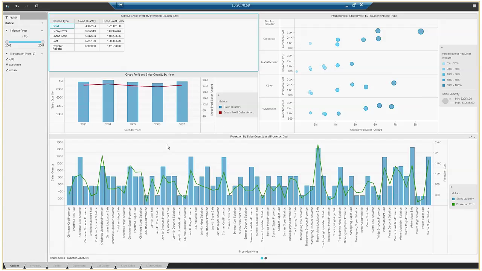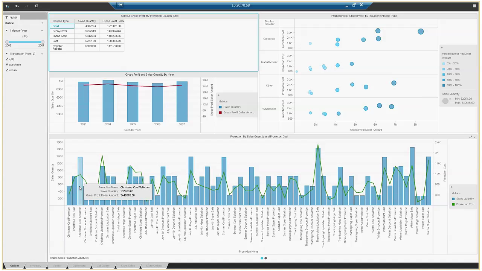The bottom visual is looking at each one of our promotions by sales quantity and the promotional cost again. What's noticeable here in this particular case is that the Christmas card sell-a-thon was actually a profitable one for us because we had a lot of sales and the promotional costs were relatively low.